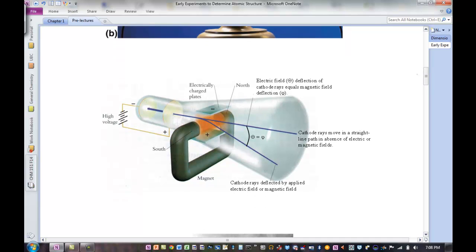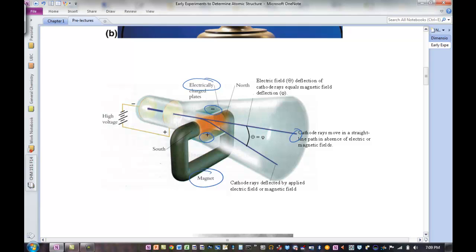He also tried an applied electric field, and that would also bend the beam. This figure here is showing the electric field and also the magnetic field, and he could deflect that beam. Normally the cathode rays are going to go straight through the tube. But bring in an electric field, and they're attracted toward the positive pole of the electric field and deflected away from the negative pole. So that should tell us what charge they are.